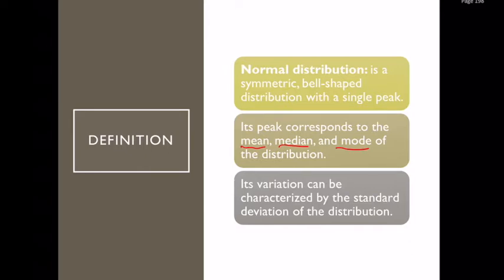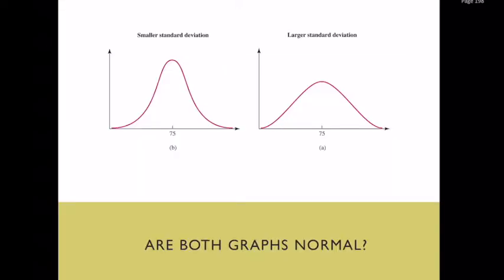So let's take a look at these two graphs. Are both of these graphs normal? Yes, they are. One just has a larger standard deviation, so that means there's more variation in its values away from the mean. Here we have a smaller standard deviation. The values are located more closely to the mean.